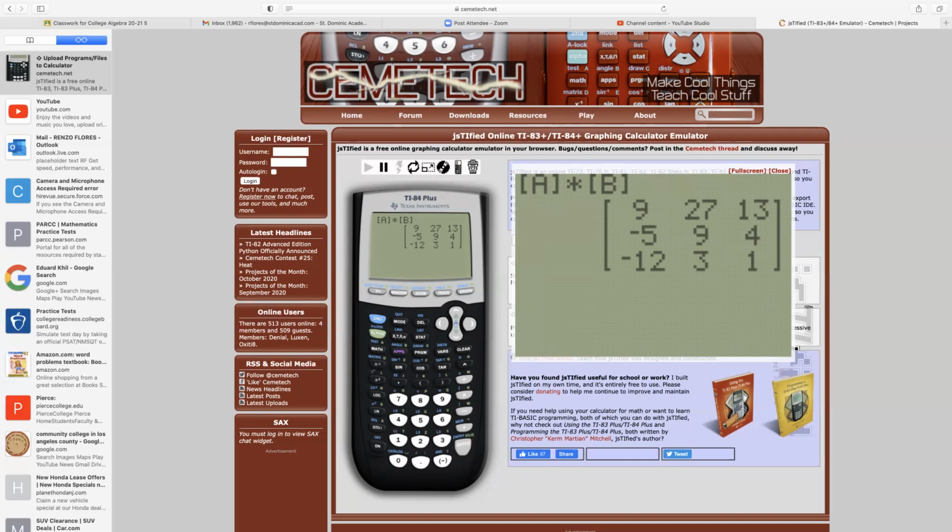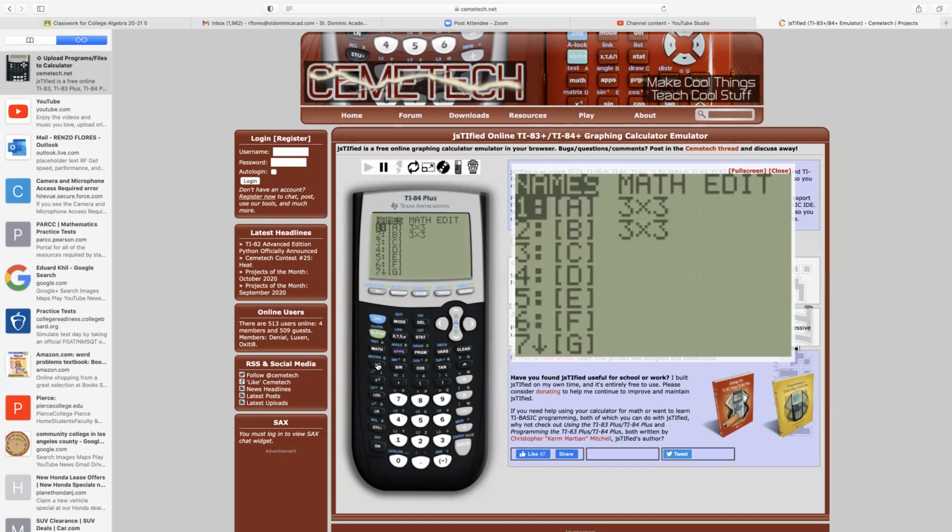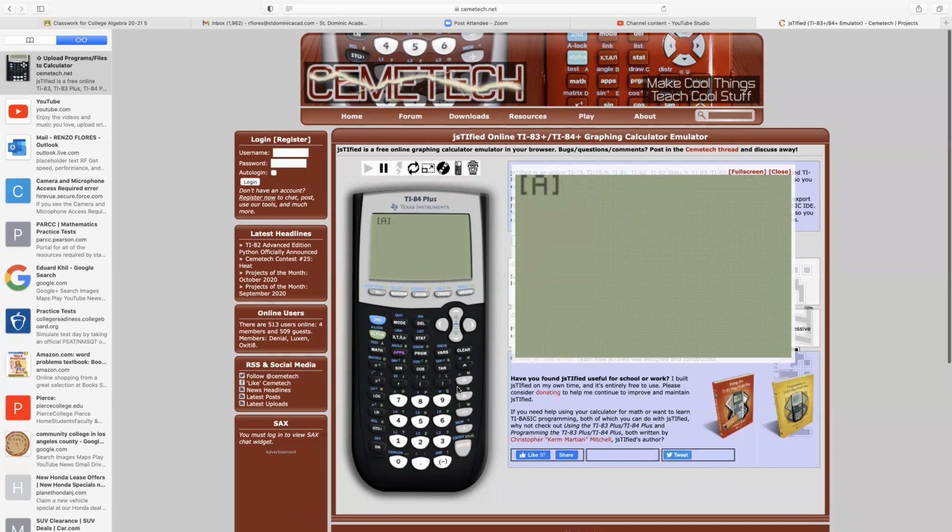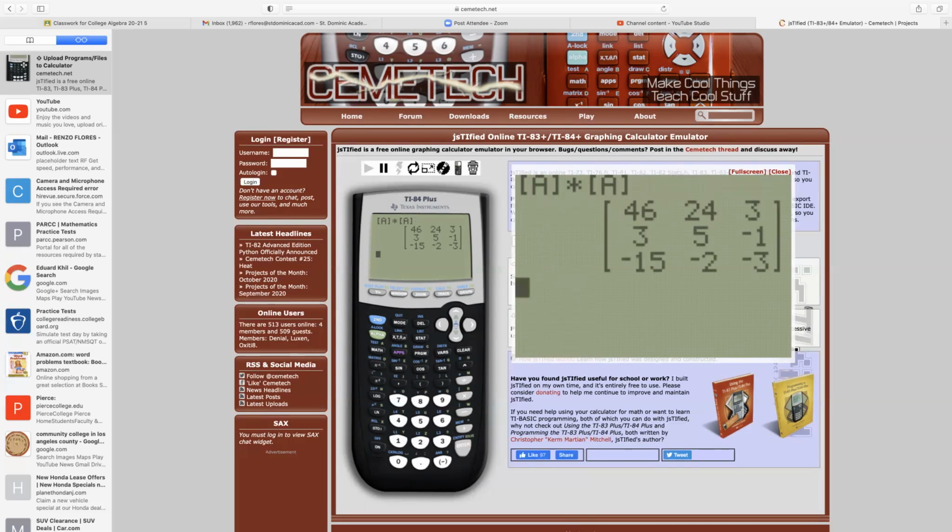Let's say I want to multiply A times A. Same thing, right? Let me clear this up. Second matrix A, right? Times second matrix. Enter that again, and that will give me the dot product or the matrix multiplication. As long as they have the same dimension, you can do that, right?